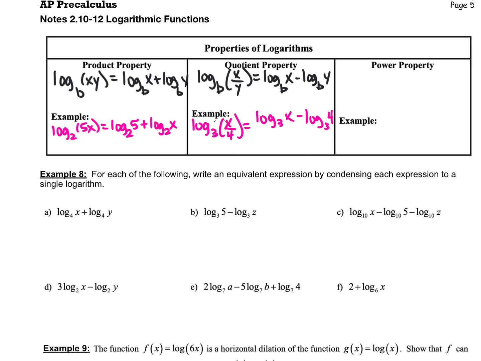And then the last one is the power property. If I have log base b of some number to a power, we can pull that power out in front as a constant. So n log base b of x. So let's say I had log base 3 of x squared. That's the same thing as 2 log base 3 of x. All right, we just pull that exponent out in front.